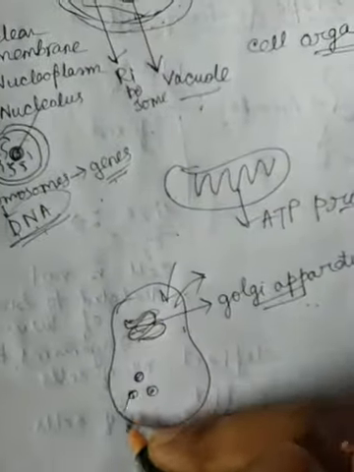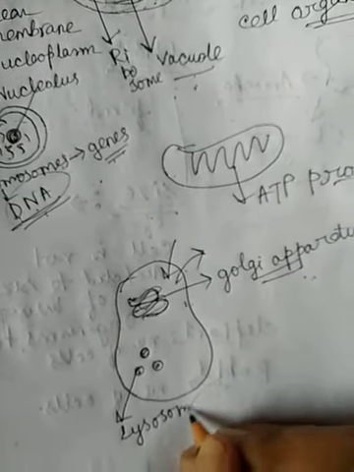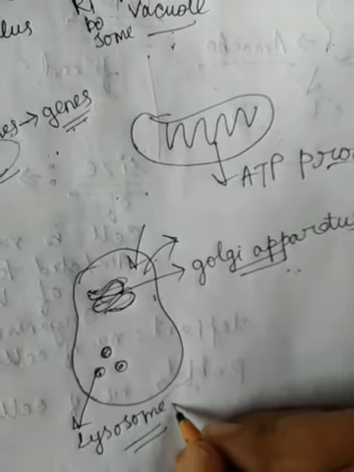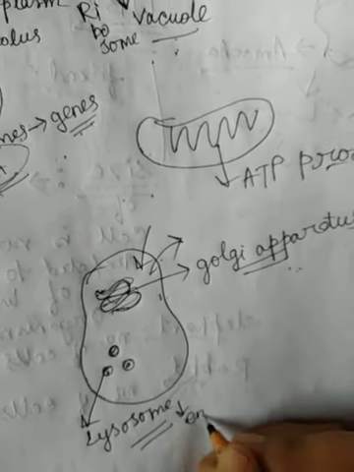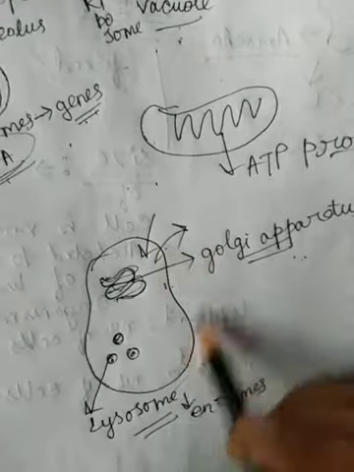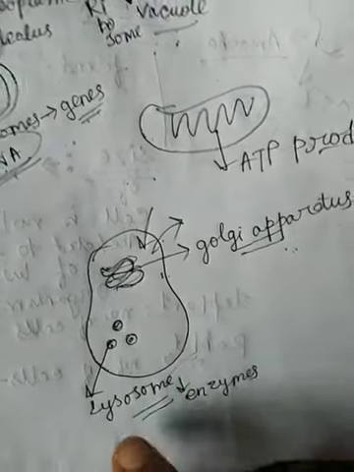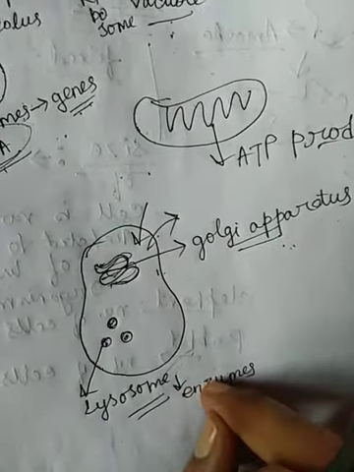This is called lysosome. This lysosome contains enzymes. Okay. Suppose the whole cell becomes damaged. When the cell is damaged, this lysosome releases the lysosomal enzymes.